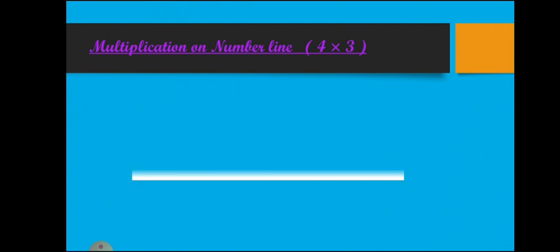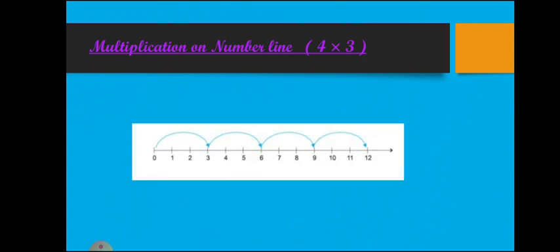So next is multiplication on the number line. So we have to multiply these two numbers, 4 multiply 3. Now we can see how we can multiply it. We now see the multiplication of whole numbers on the number line. Let us find 4 into 3.